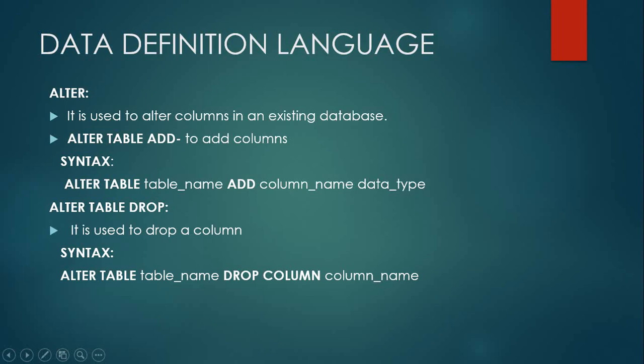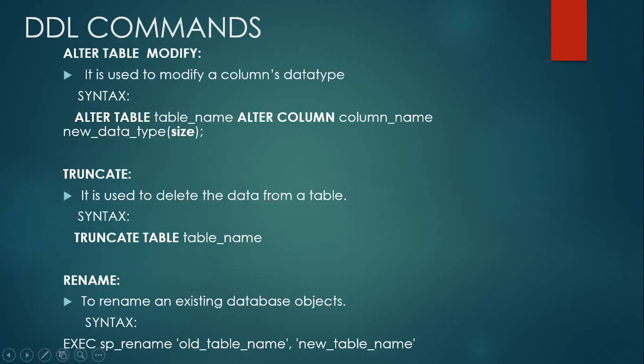ALTER TABLE table name ADD column name data type. And if you want to drop a column, you want to remove that particular column because you don't want to use it any longer, you do so with the help of ALTER TABLE DROP: ALTER TABLE table name DROP COLUMN column name.